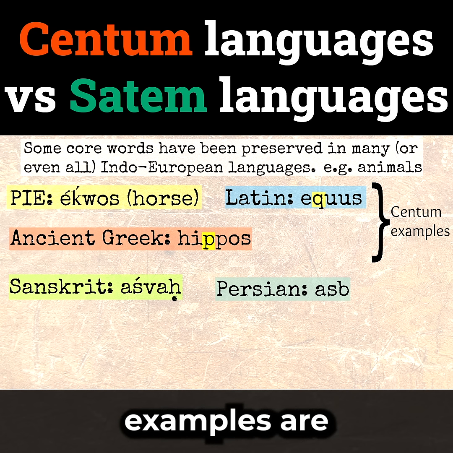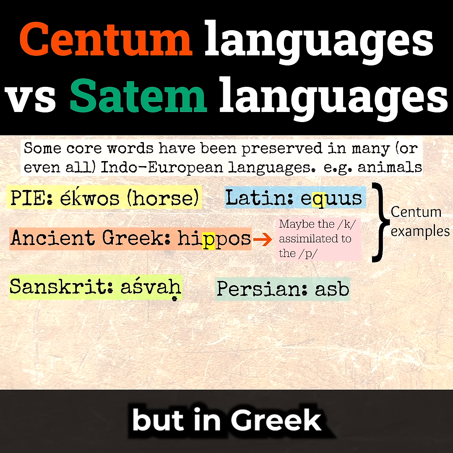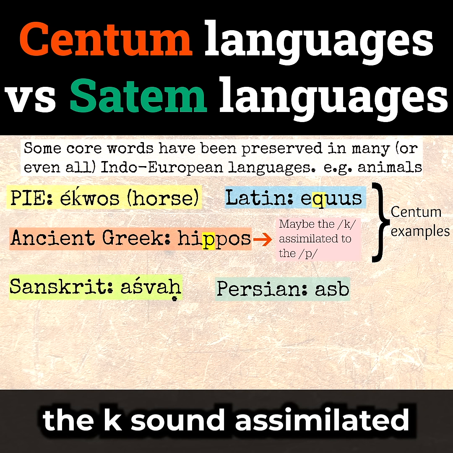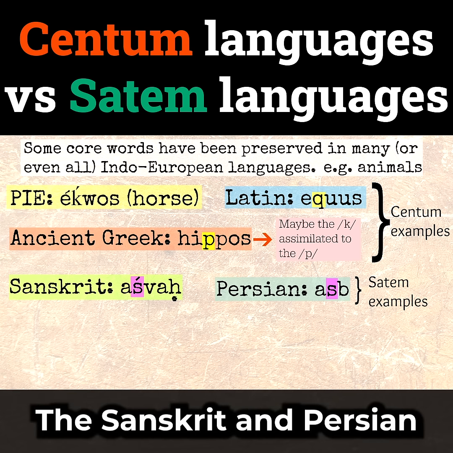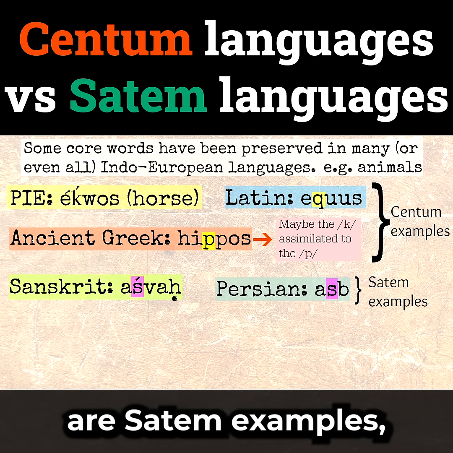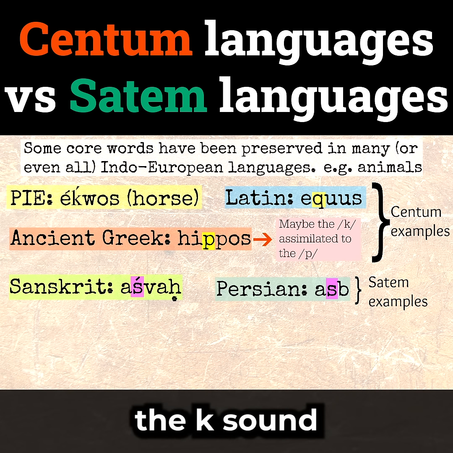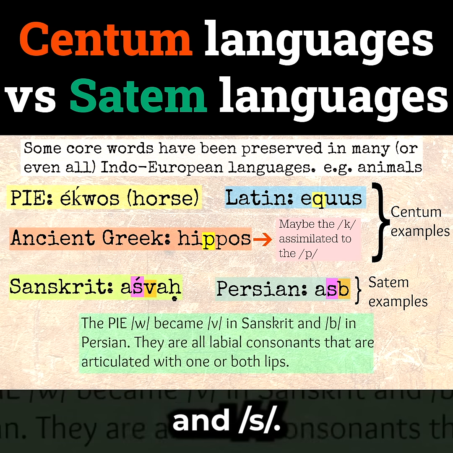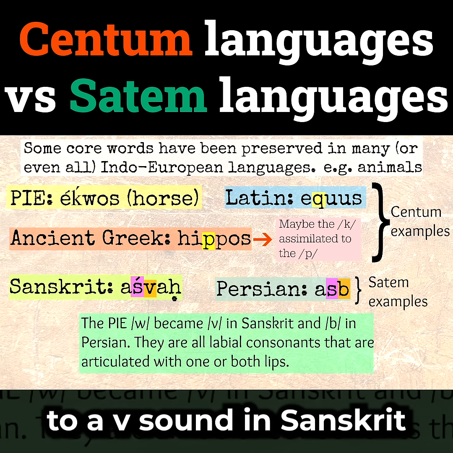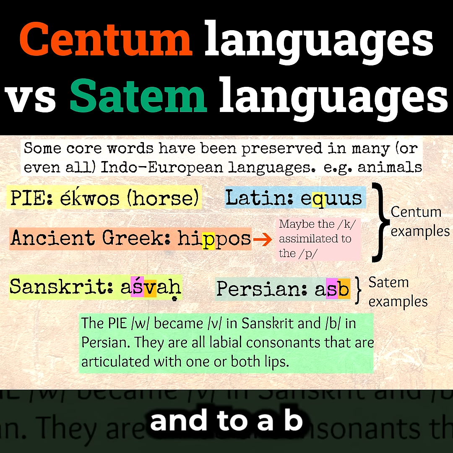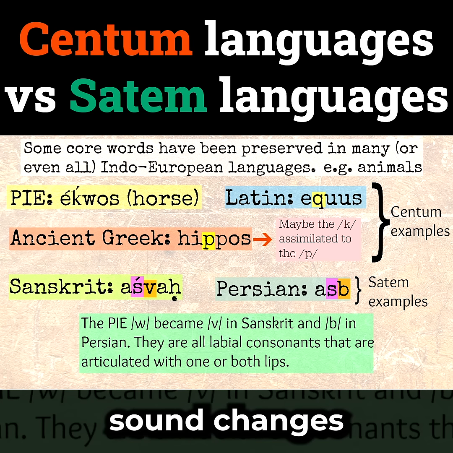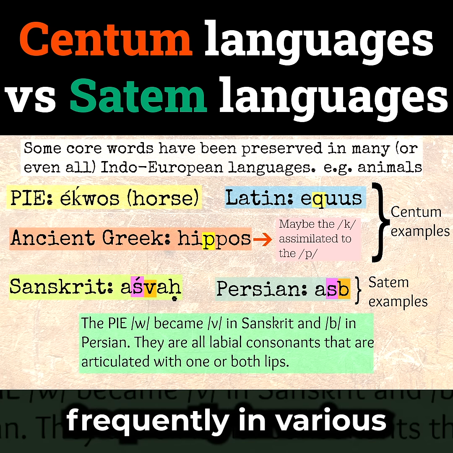The Latin and Greek examples are Kentum examples. But in Greek, it seems that the K sound assimilated to the P sound next to it. The Sanskrit and Persian examples are Satem examples, since you can see that the K sound became sh and s. It also seems that the W sound shifted to a V sound in Sanskrit and to a B sound in Persian. And those are sound changes that take place frequently in various different languages.